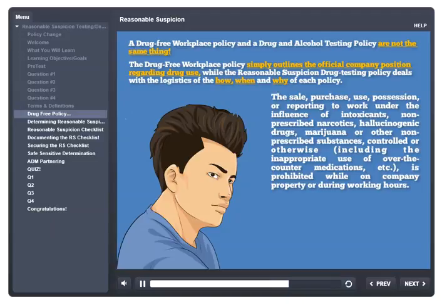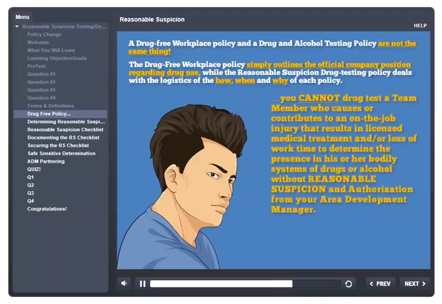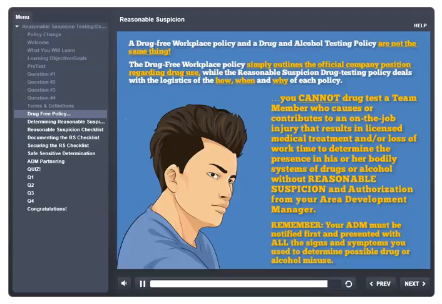However, as a manager, you cannot drug test a team member who causes or contributes to an on-the-job injury that results in licensed medical treatment and/or the loss of work time to determine the presence in his or her bodily systems of drugs or alcohol without reasonable suspicion and authorization from your area development manager. Remember, your ADM must be notified first and presented with all the signs and symptoms you use to determine possible drug or alcohol misuse.